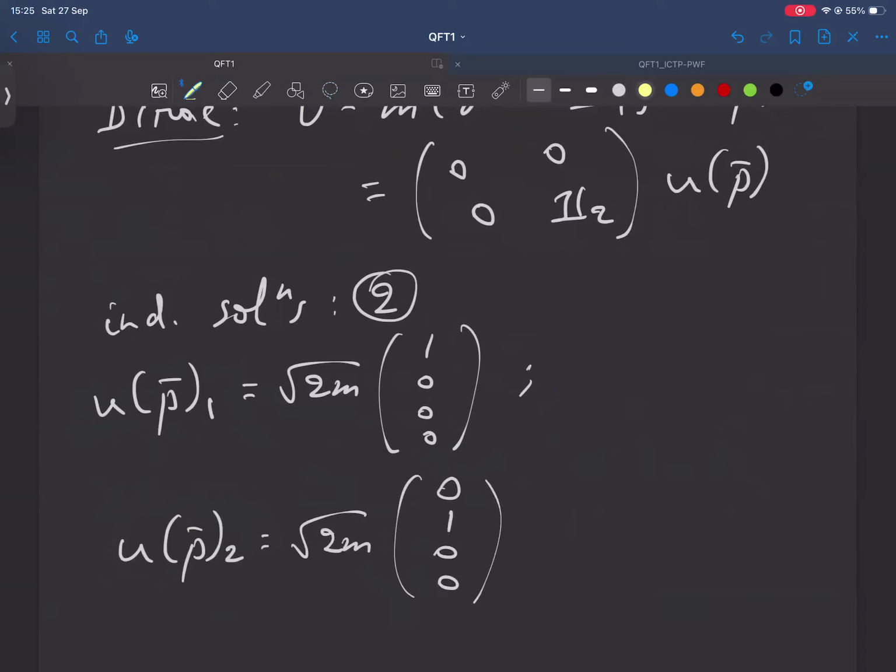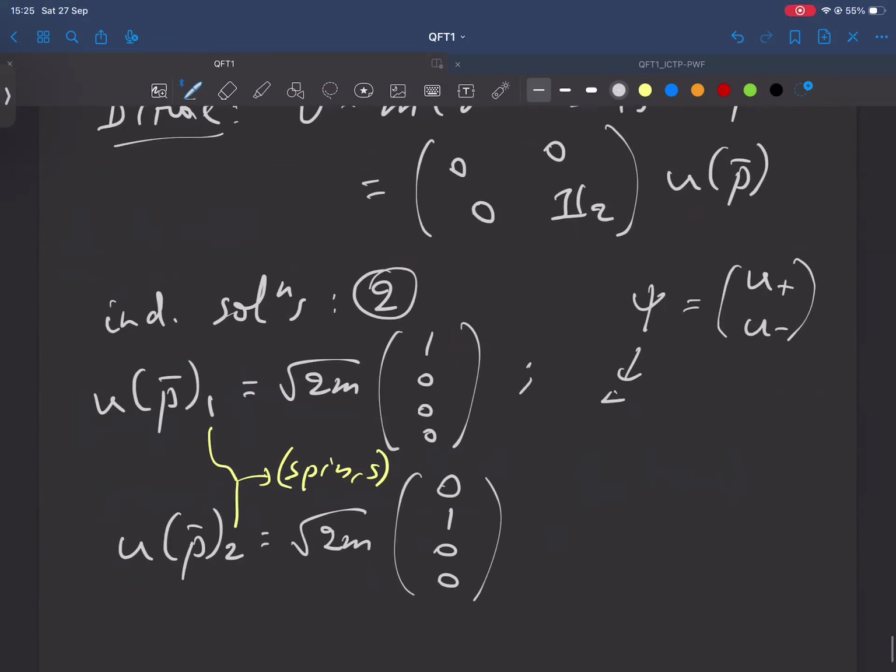So these 1 and 2 label the spin, or s for now, because only when you go to the quantum theory do you see the spin. The reason that there are two independent solutions is, recall that the Dirac spinor was made out of u plus and u minus, and the Dirac spinor had four independent components, which means each of these will have 2 and 2. And so these 2 and 2 are these spins, 1 and 2. One is this and one is this, and you can see these are linearly independent vectors.